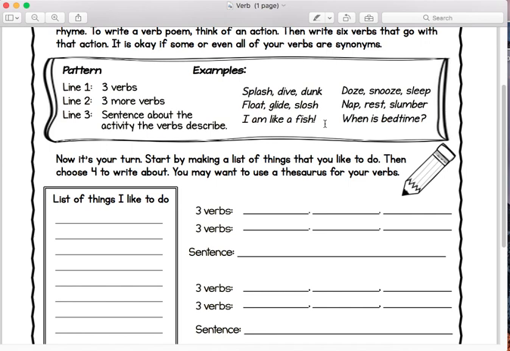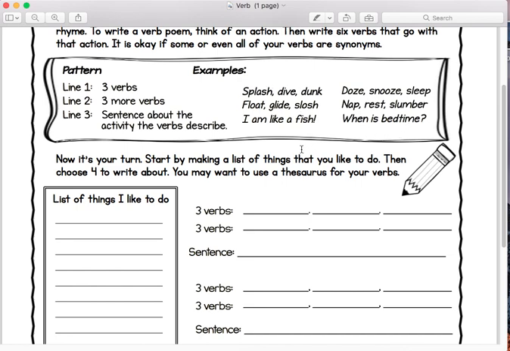Splash, dive, dunk, float, glide, slosh. I am like a fish. Okay, here's the next one. Doze, snooze, sleep, nap, rest, slumber. When is bedtime? Obviously, this one was about swimming or being in the water, and this one was about being tired.